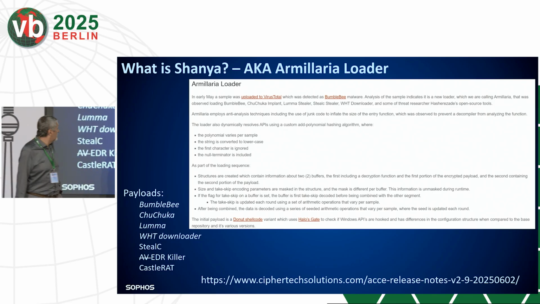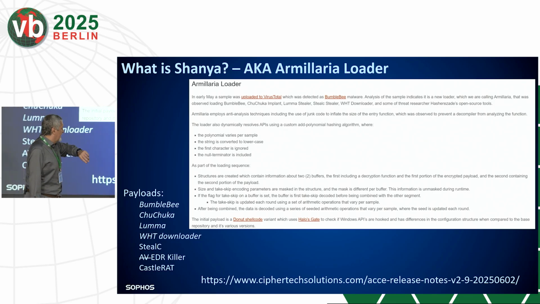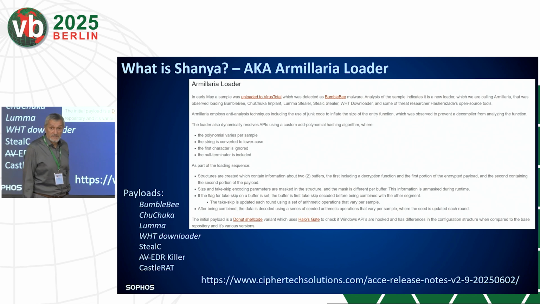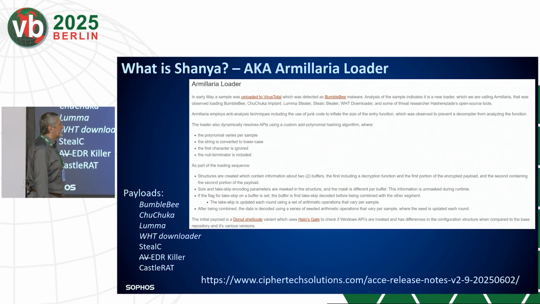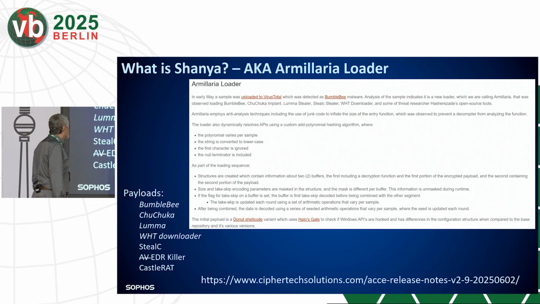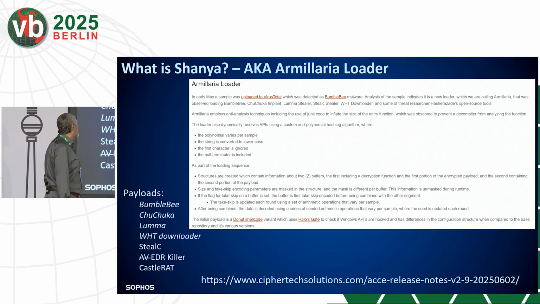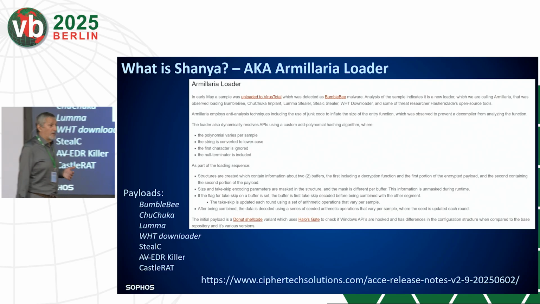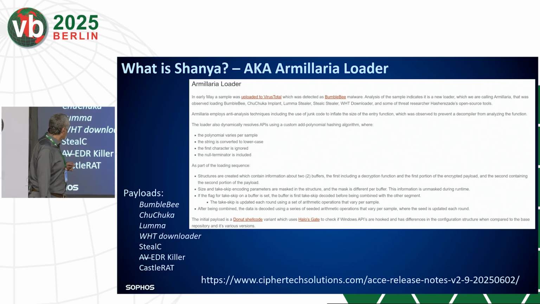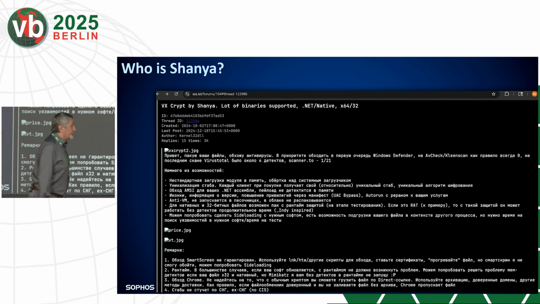It was reported by Cybertech Solutions, and it was called Armillaria Loader. And they reported that multiple malware families were being distributed using Armillaria Loader packed carriers. They named Bumblebee, Chuchuka, LumaStealer, WHT Downloader. Later on, we have seen in infection campaigns the StealC Stealer, another new EDR killer, and just recently Castorad.